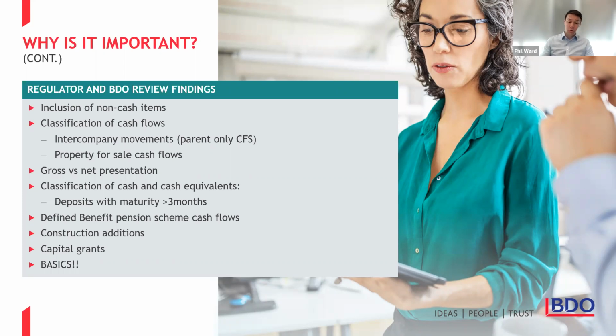The findings noted numerous instances of non-cash items being included in cash flow statements. So, for example, we've seen new finance leases being included in financing activities as a cash flow item. Finance leases are typically a non-cash flow item and wouldn't appear anywhere in your cash flow statement.